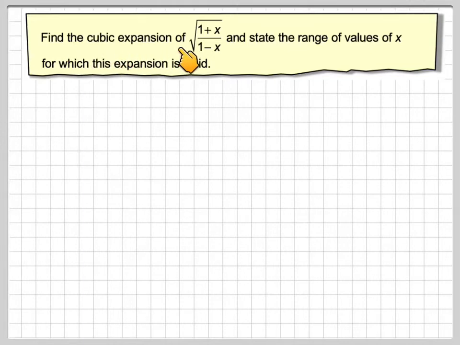Find the cubic expansion of the square root of 1 plus x over 1 minus x and state the range of values of x for which this expansion is valid. Okay, we can use the binomial theorem to actually expand this.